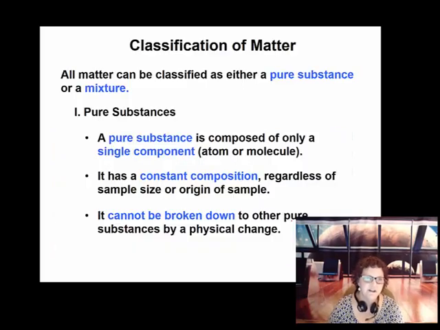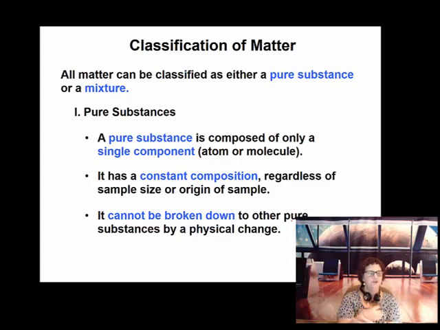All right. So we're going to classify matter. In matter, everything is either going to be a pure substance or a mixture. A pure substance means it's just all one thing. A mixture means it's more than one thing, right? Makes sense? Okay. So if it has constant composition, that is, it doesn't matter if I had a bowl of it and I took a sample in all parts of it, I would always come up with the same exact thing, and it's only one type of atom or molecule. Okay, so it's one single component.